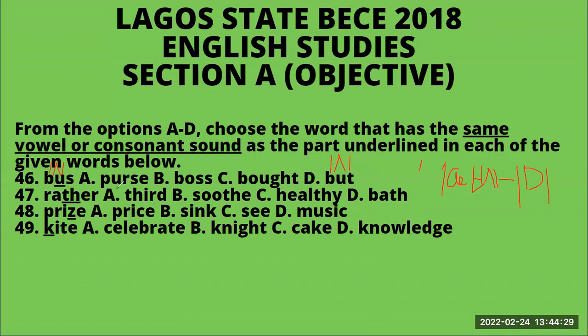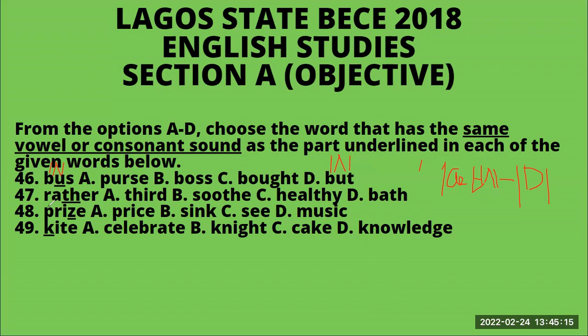Now, option A is purse. No. Option B is boss. No. Option C is board. No. The correct option is D. Bat, bus. So I'm taking some time to explain this so that we're able to identify the sound. Now, this particular sound does not exist in local languages, all right? So it presents some difficulties to the Nigerian English speaker, so it's important you take note of this.